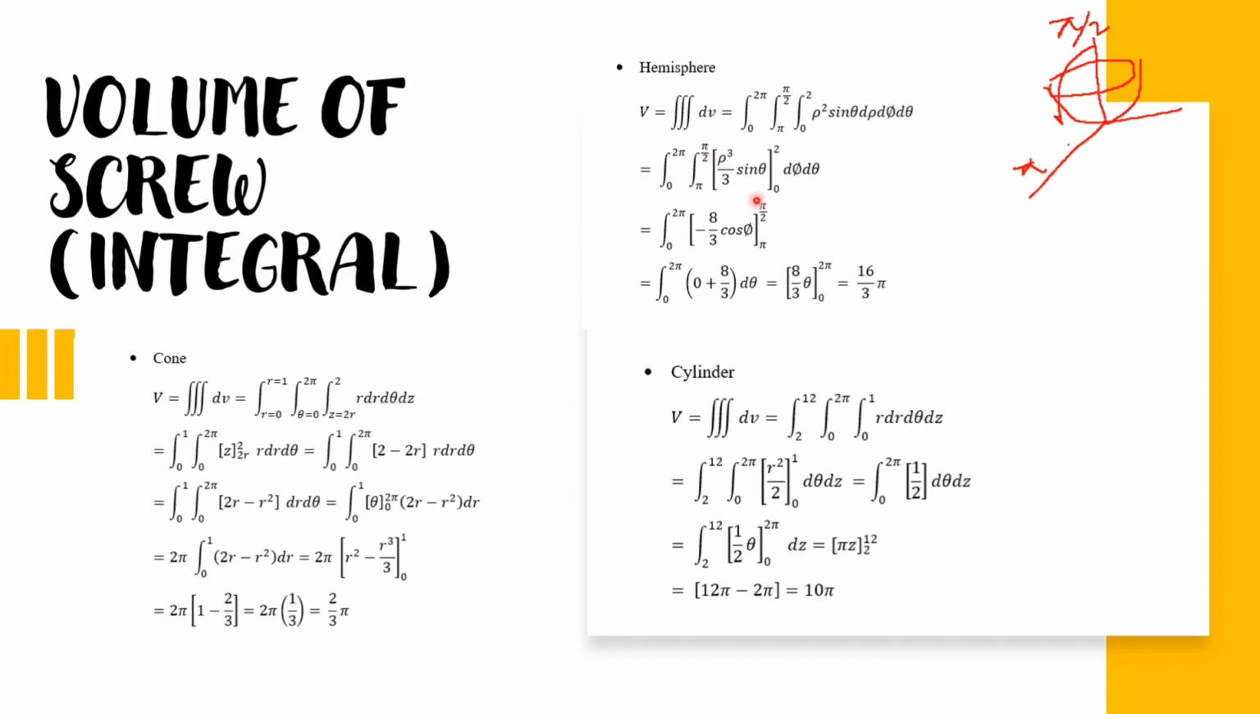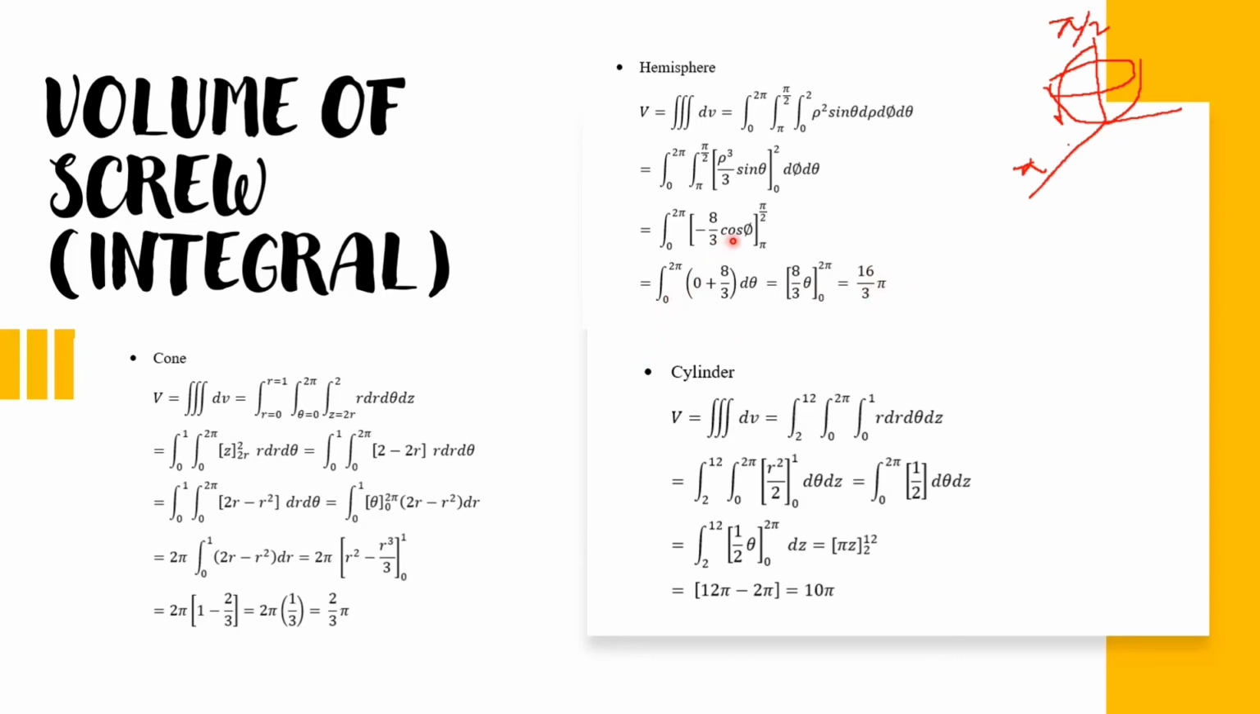And then we integrate in terms of rho, we got this, negative 8 over 3. And then integrate in terms of phi, we got this. And then we integrate in terms of theta, we got 8 over 3 theta. And then we use 2 pi and insert it, we got 16 over 3 pi.